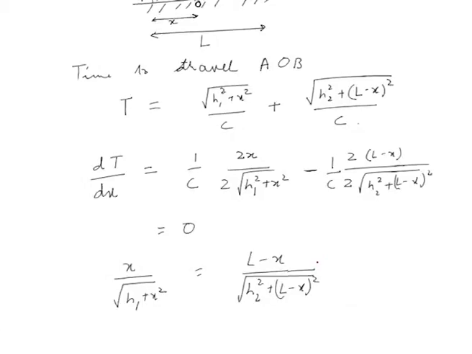So, what does this tell us? It tells us that if I want the time to be an extremum compared to all different paths light can travel, and if this is the path light should travel, then I should have x over the square root of h1 squared plus x squared equal to L minus x over the square root of h2 squared plus L minus x whole squared. Now, what does this mean?